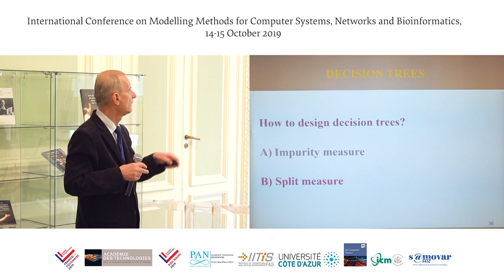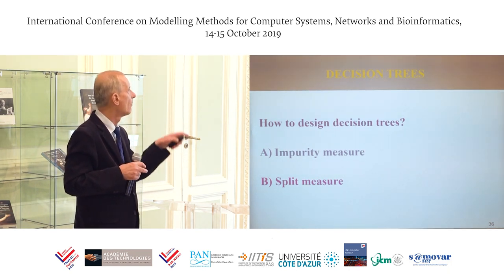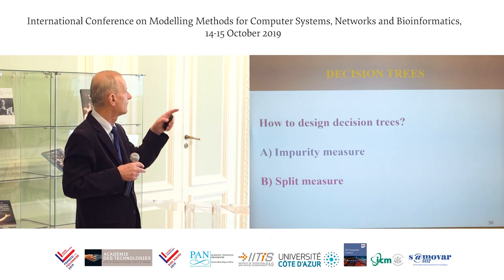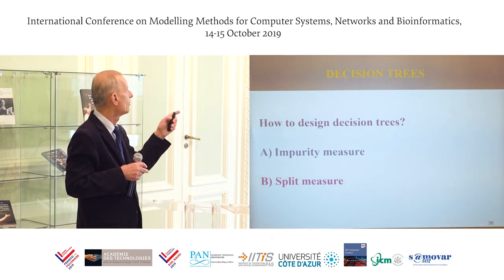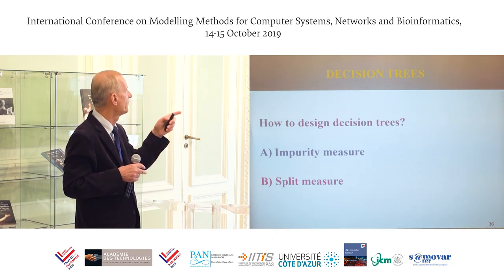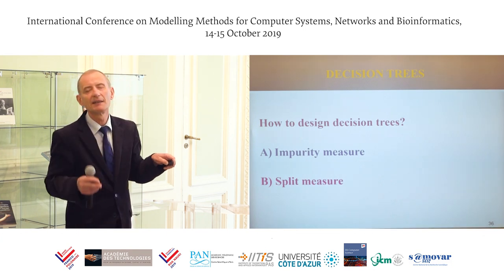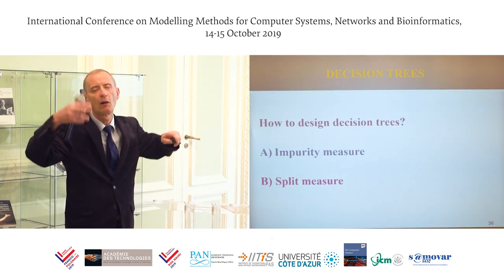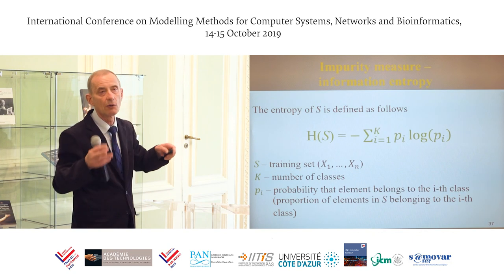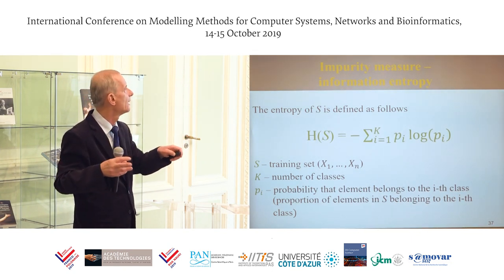It's a short introduction. I will skip the details of decision trees because most people know how they work. There are two aspects of decision tree design. The first is an impurity measure, and the second is a split measure. The mathematics is very simple. It requires knowledge from high school, I think, maybe not elementary school.